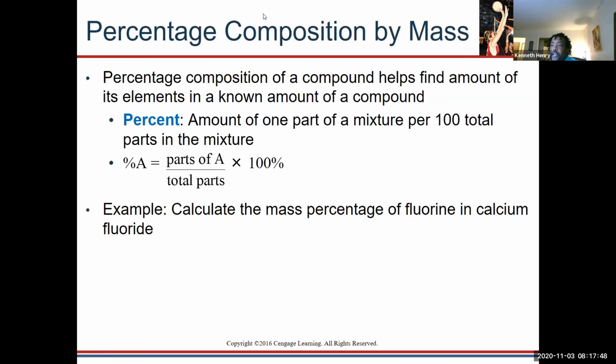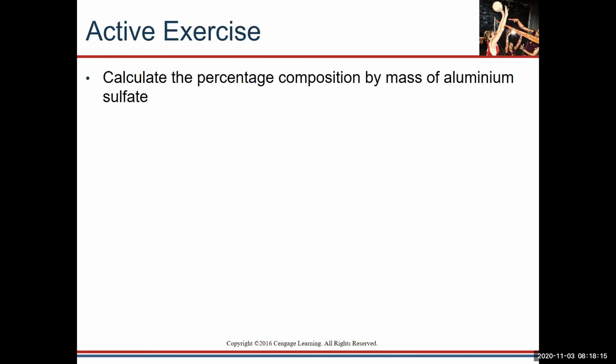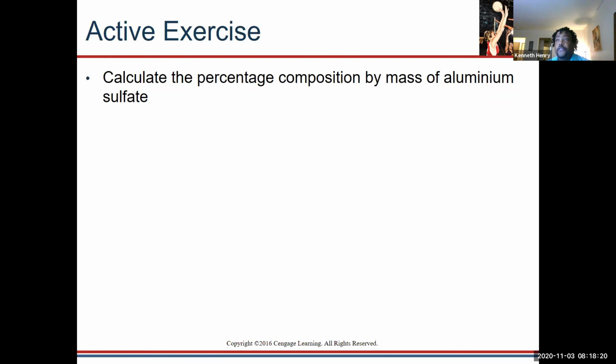Okay. So we were talking about the parts and the wholes, right? So we talked about percent composition. Okay, good. So here we have: calculate the percent composition of the mass of aluminum sulfate. So what is the first thing that I want to do? What does aluminum sulfate look like? Okay, so we want to write the chemical formula for aluminum sulfate.